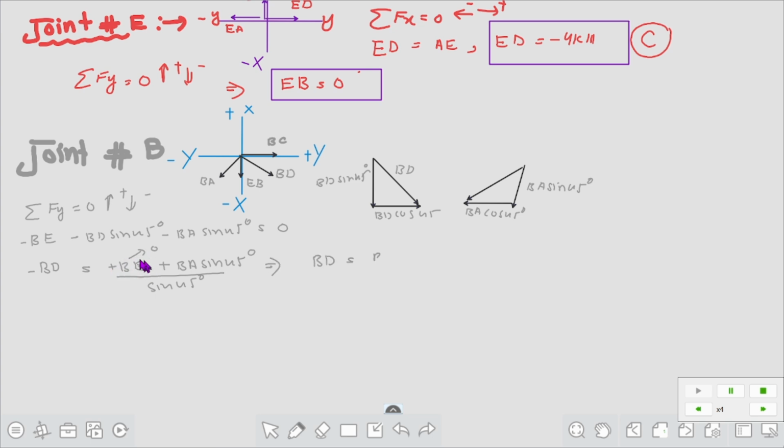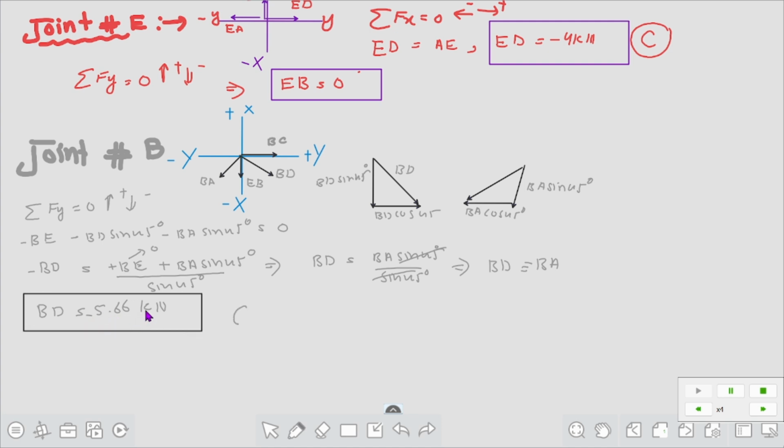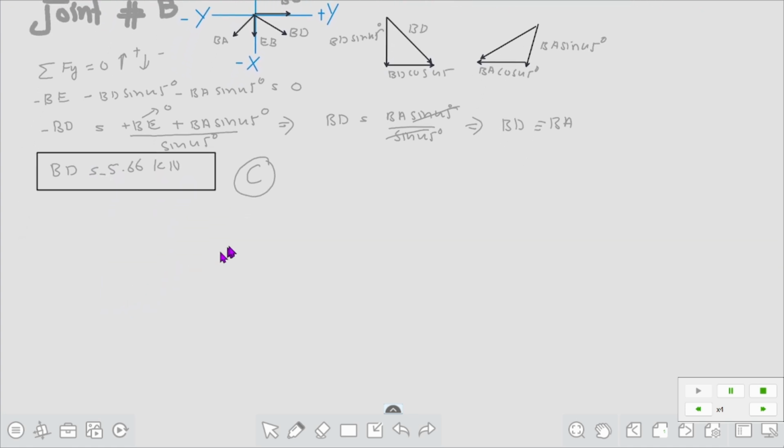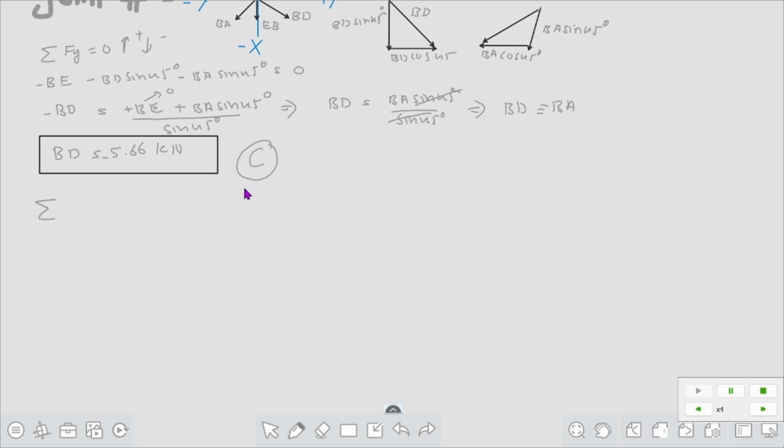Force in member BE is 0, which I have solved here. And so BD will equal to BA sine of 45 divided by sine of 45. Sine of 45 divided by sine of 45 will cancel out. BD will equal to BA. So BA is the value of BD. BA is 5.66 kilonewton. So BD value is 5.66 kilonewton. This negative sign shows that my assumption was wrong, not in tension, it is in compression.